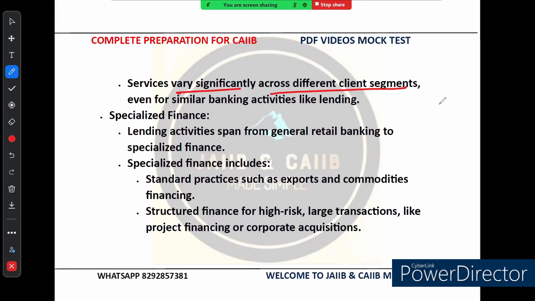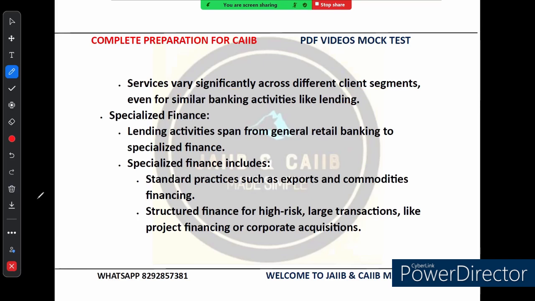For example, a loan to a large corporate company, right, is way more complex and riskier than a personal loan to a retail customer. Because of this, banks need to be extra careful in identifying the risk when dealing with bigger clients, right. Now let's talk about specialized financing.